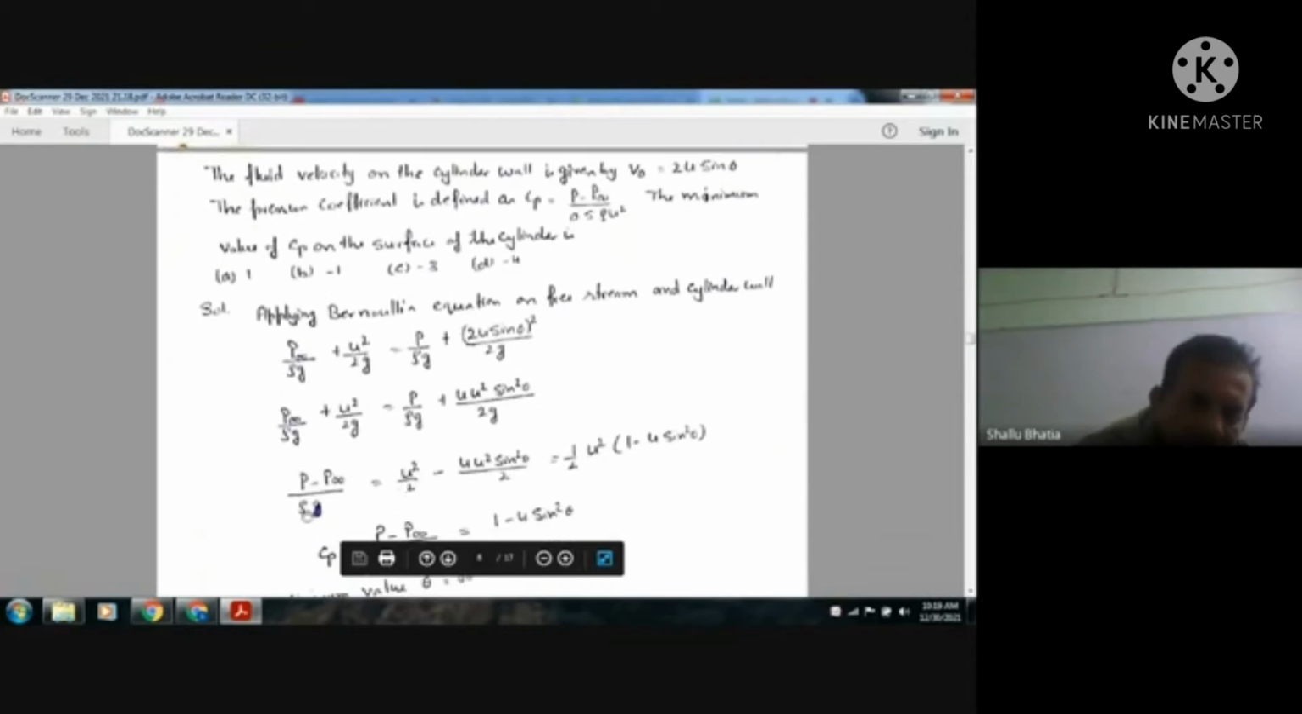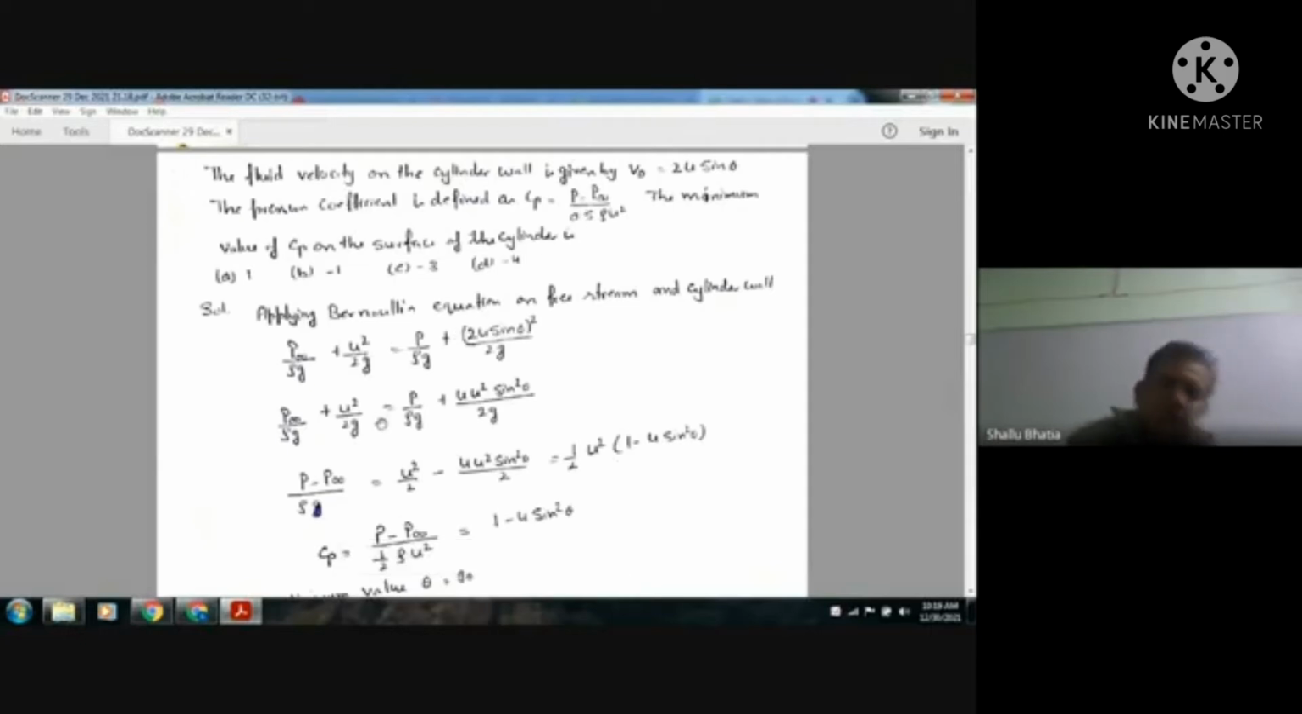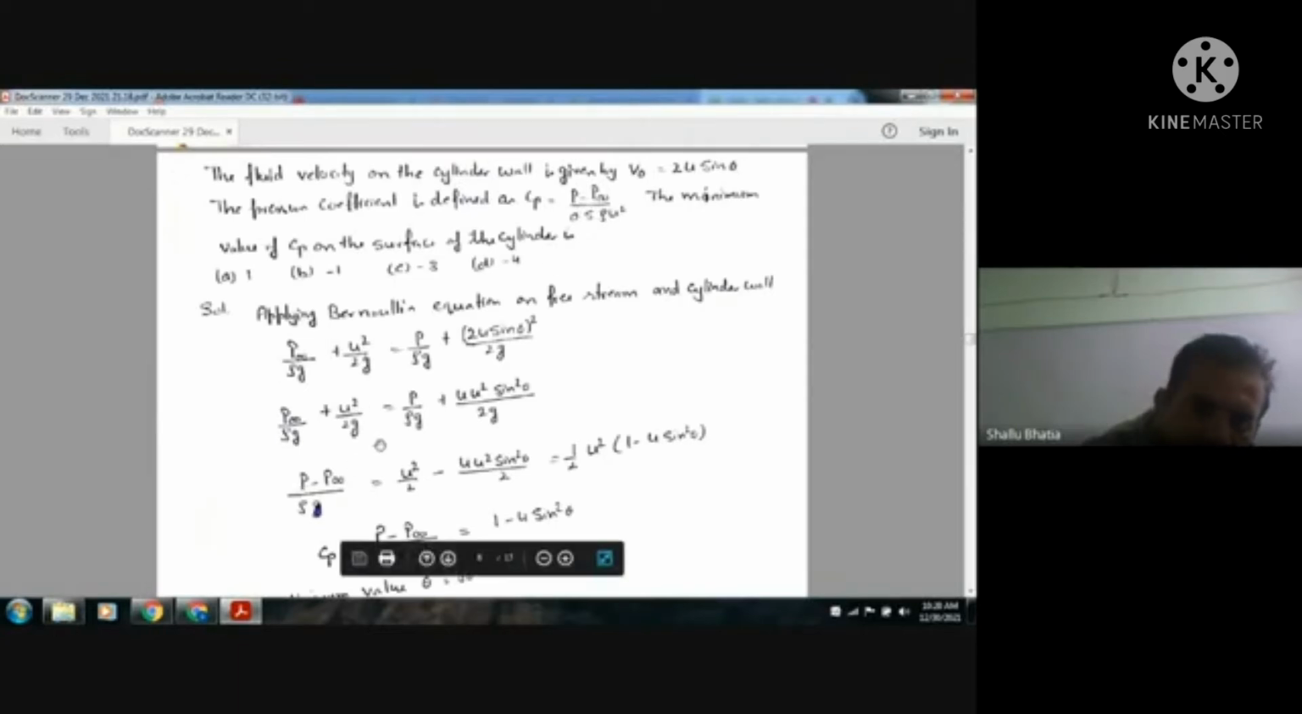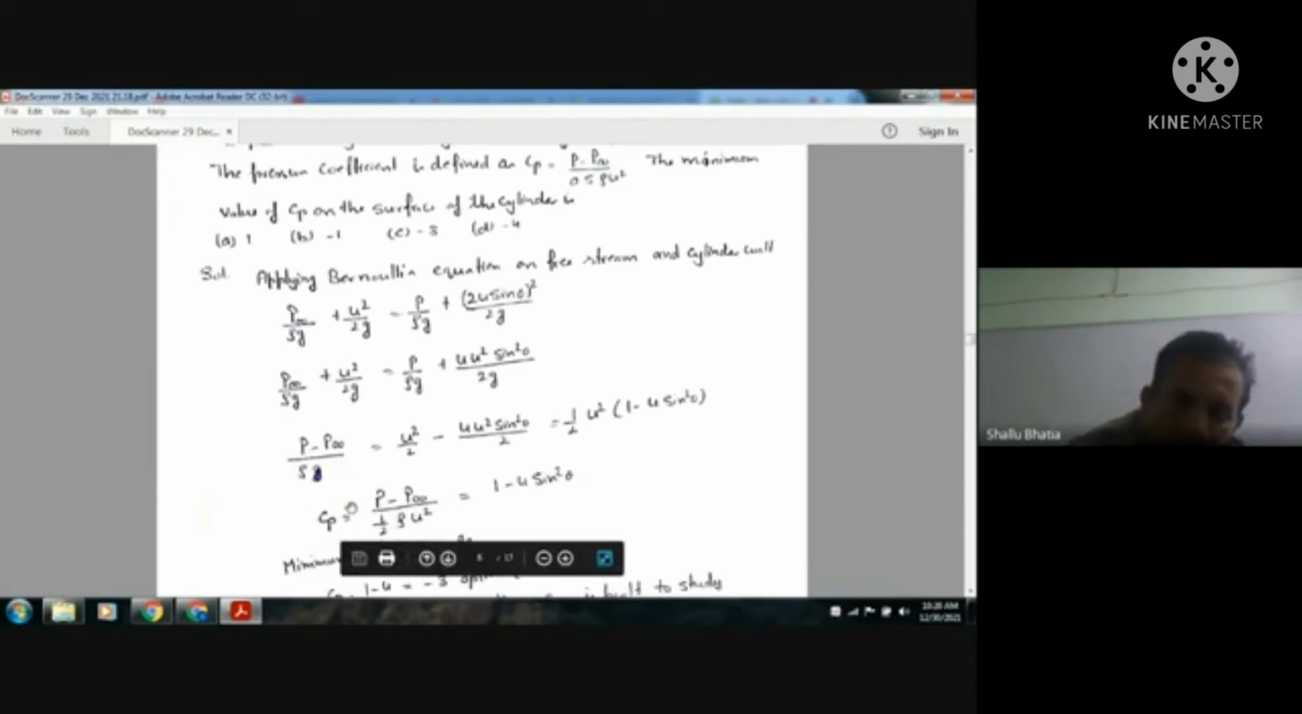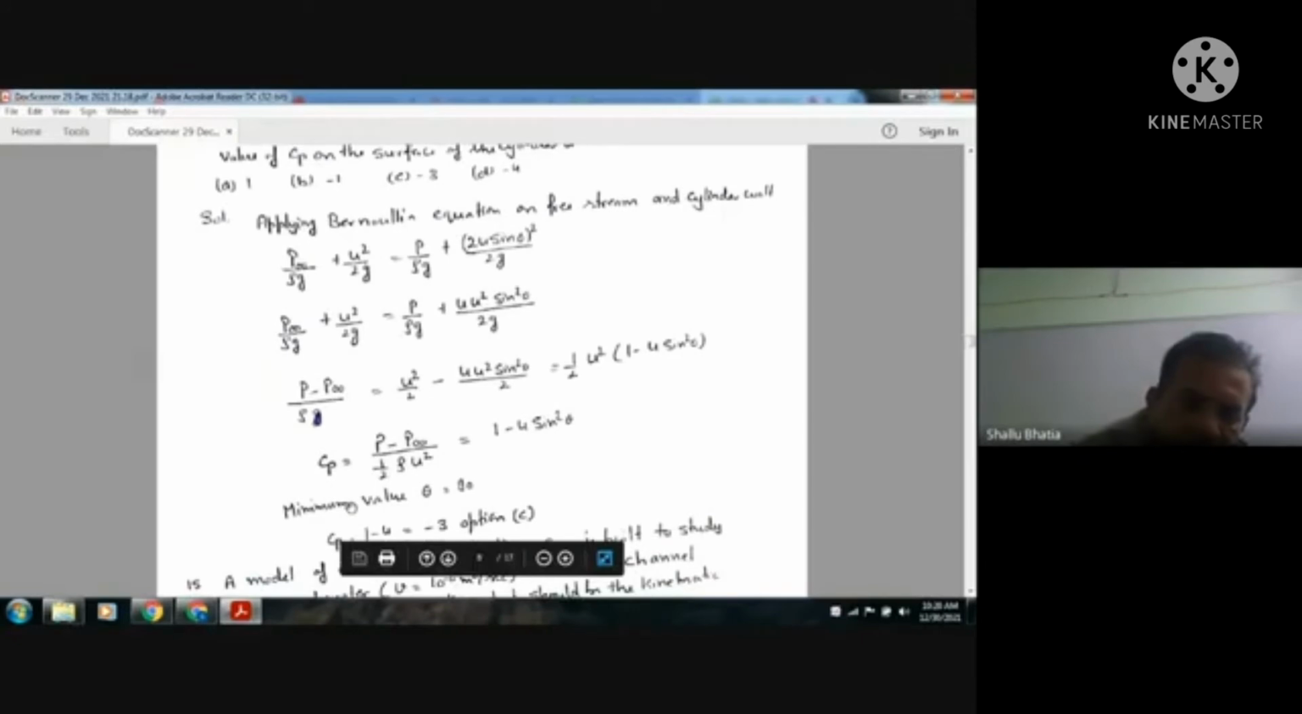solving this, we can get (P minus P infinity) by rho equals 1 by 2 u square (1 minus 4 sin square theta). So this is 1 by 2 rho u square (1 minus 4 sin square theta). Now you have to calculate Cp. Cp is given as (P minus P infinity) by half rho u square. We have calculated this. Now dividing it by half rho u square, we get Cp. So this will be 1 minus 4 sin square theta.